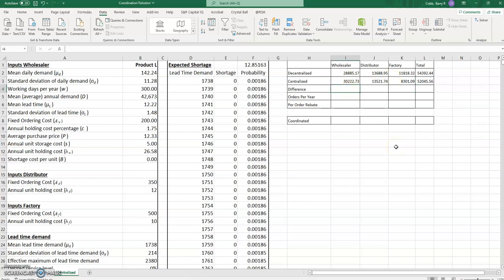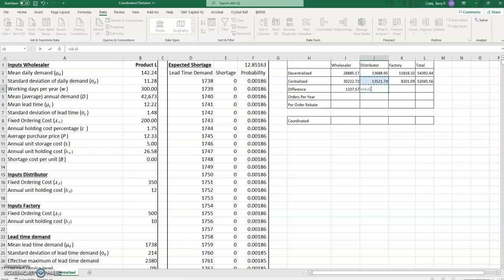Now, the difference between the two is going to be important because it's going to determine how we potentially coordinate this supply chain. So the difference will just be, for each party, the centralized solution total cost minus the decentralized. And so what we see is that the wholesaler is actually $1,338 worse off in the centralized solution.